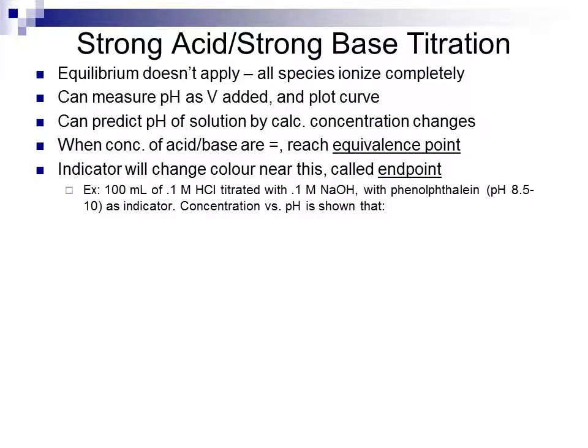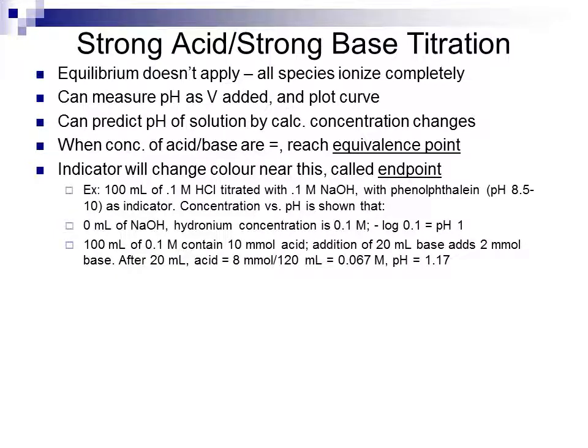So if I take 100 milliliters of 0.1 molar hydrochloric acid and titrate it with 0.1 molar sodium hydroxide, if phenolphthalein is an indicator, which has an effective range of 8.5 to 10, I can calculate concentration versus pH such that if I start off with no sodium hydroxide added, the hydronium concentration is still 0.1 molar, which gives me a pH of 1. The 100 milliliters of my 0.1 molar acid contain a total of 10 millimoles of acid.